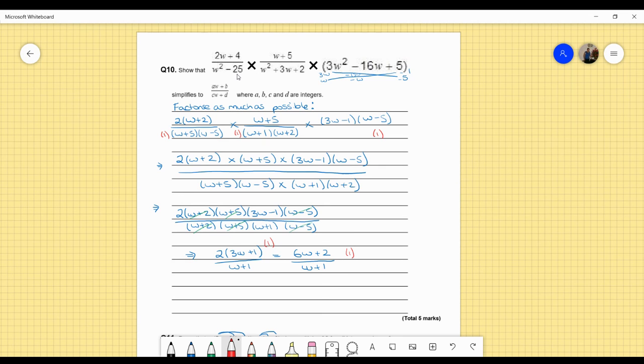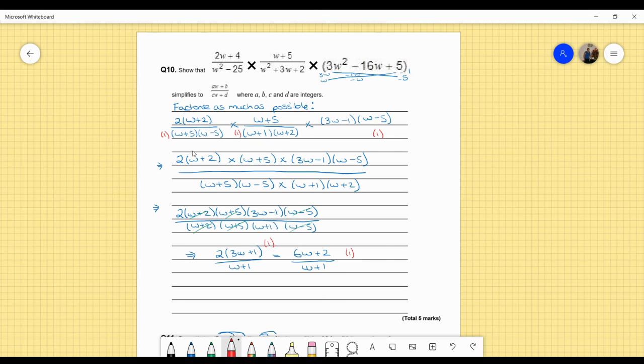The denominator w squared minus 25 is a difference of 2 squares, so that will factorize to give you w plus 5 and w minus 5. You get a mark at that point. The second fraction, there's nothing that will simplify on the numerator, but the denominator, you can use your cross method to factorize. You get w plus 1 and w plus 2, so a mark at that point. And then the last expression there, again, you can use your cross method to factorize, and you get 3w minus 1 and w minus 5 for the third mark.